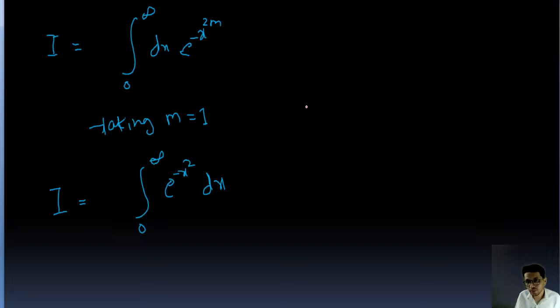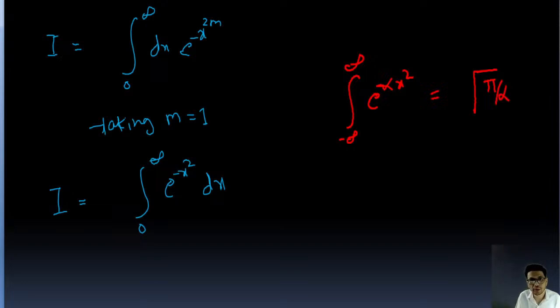So there is a formula, guys. We know that the integral from minus infinity to plus infinity of e to the power minus alpha x square dx is root pi upon alpha. I told you it's a very important formula and you need to note down and memorize it, guys.